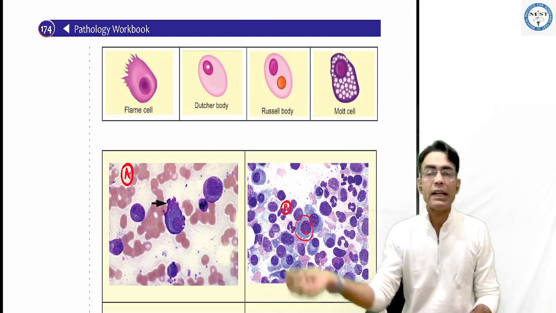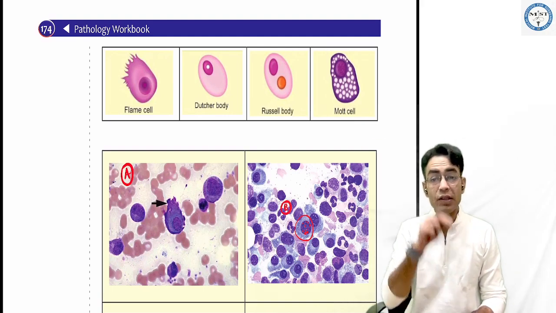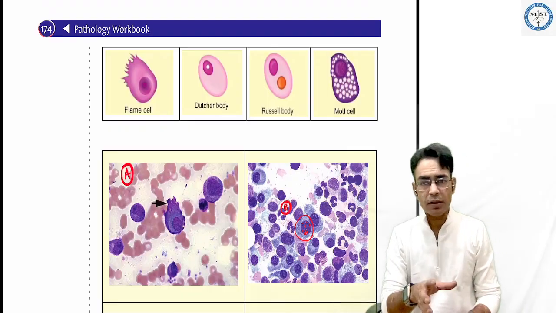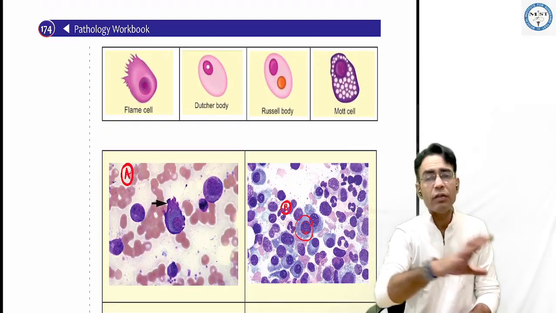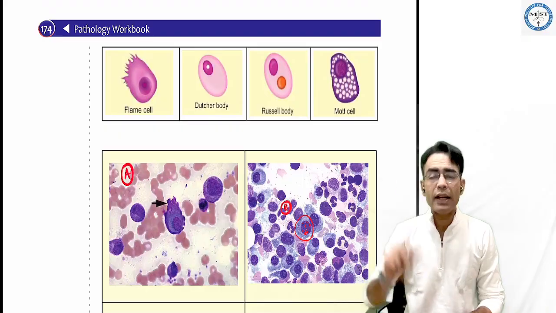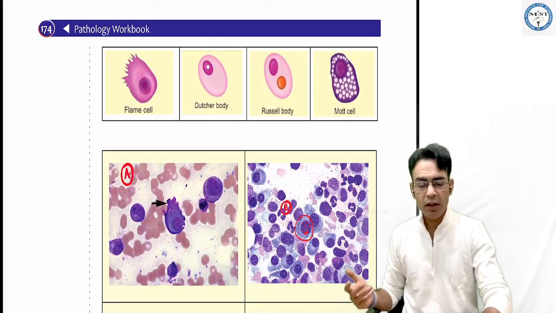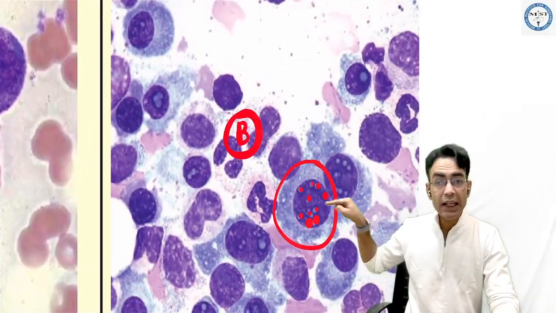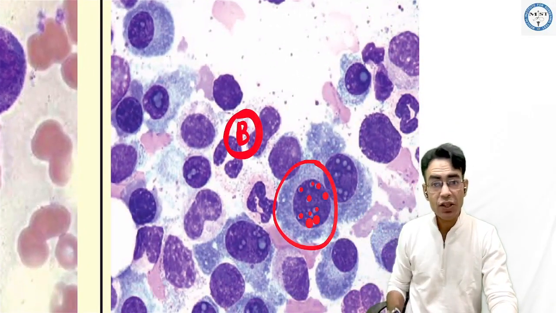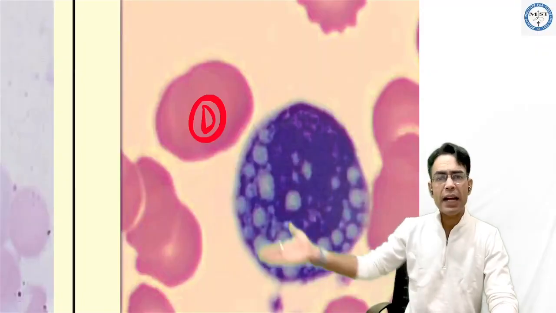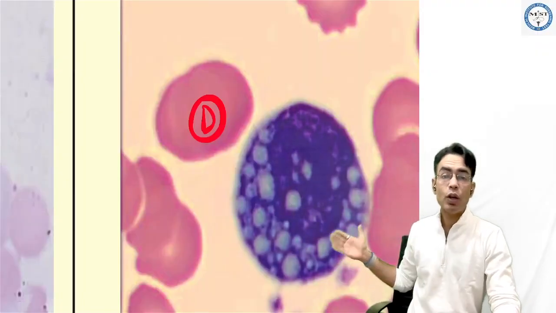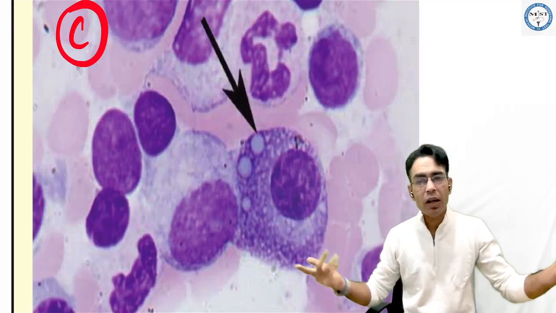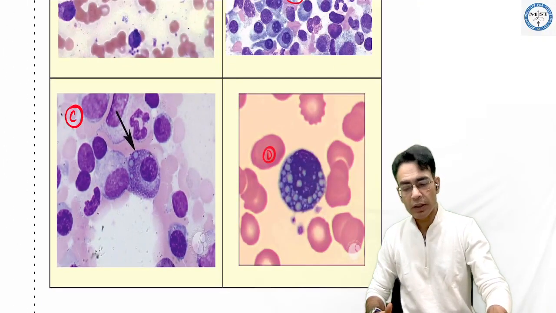If the plasma cell protein is getting deposited in the nucleus of the plasma cell, nucleus is the daddy organ, D for Dutcher. In the cytoplasm, Russell. If it is covering the entire cytoplasm with vacuoles, Mott cell, and if it is looking like a flame, it's a flame cell. So look, this is your flame cell. Then it is inside the nucleus, so this is your Dutcher. Here, entire nucleus, entire cytoplasm with the vacuoles, so Mott cell. And this little bit of vacuoles in the cytoplasm, Russell. So four types of these cells.